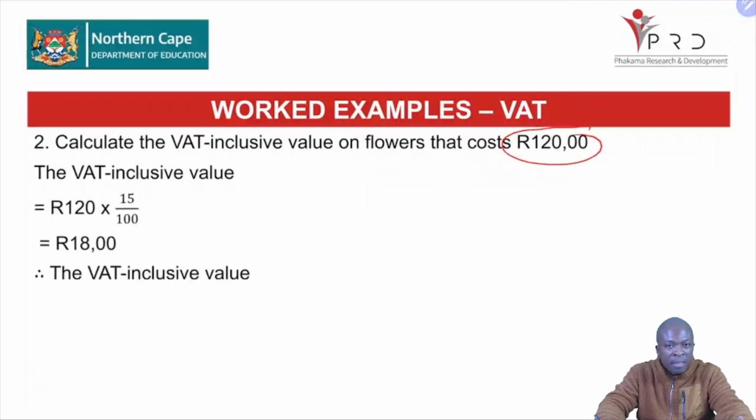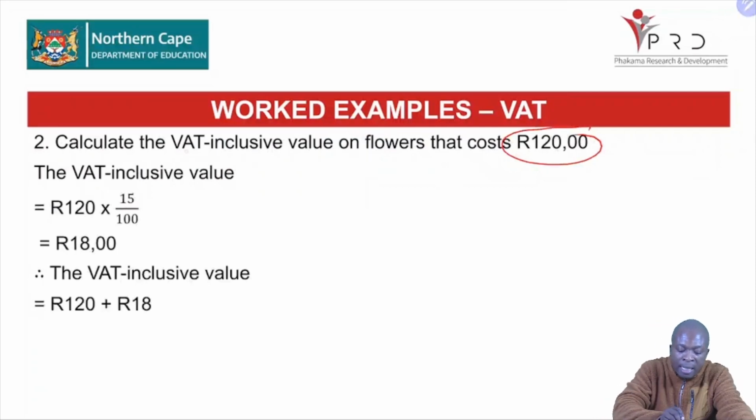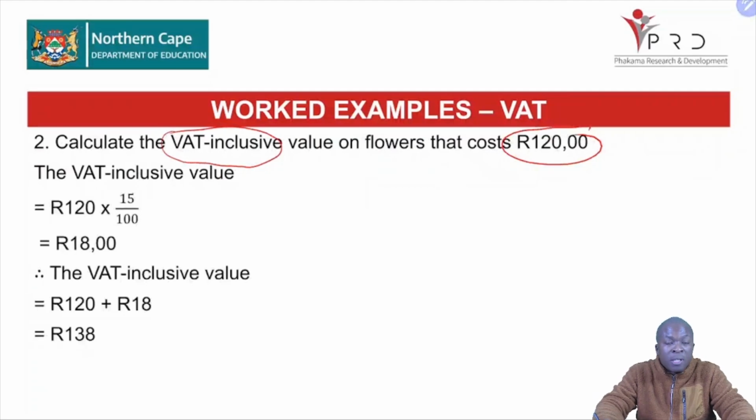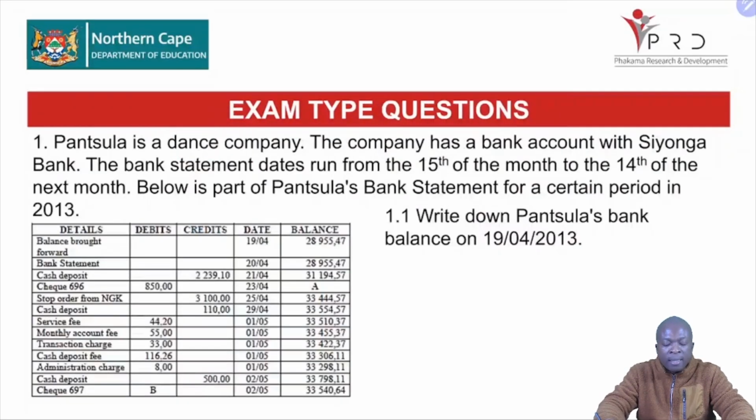Then what do we do with the 18 rand? We add it, because they are saying we should find what? VAT inclusive. So in total, we are going to pay 138.